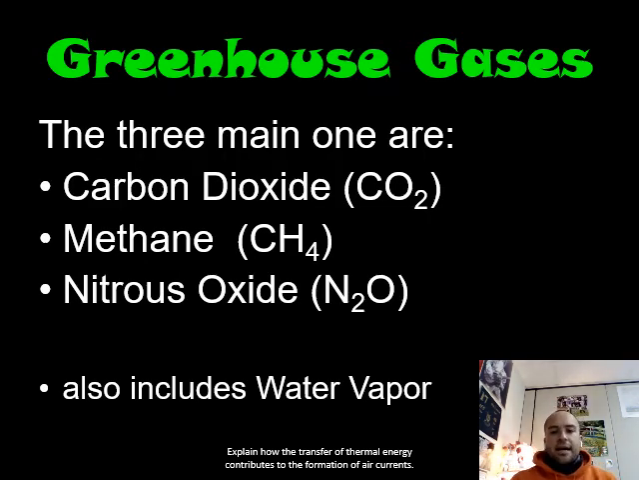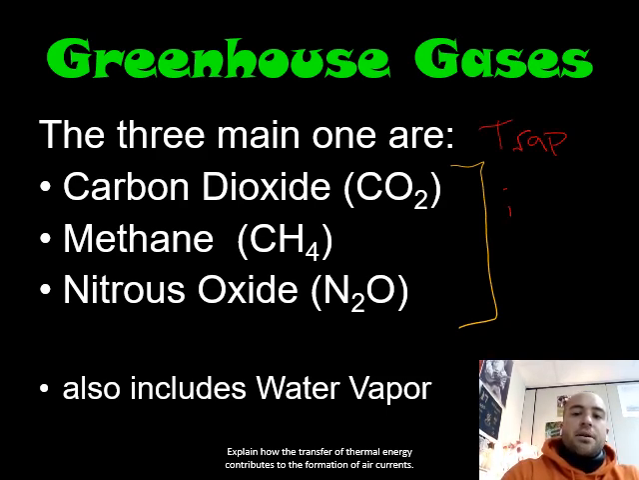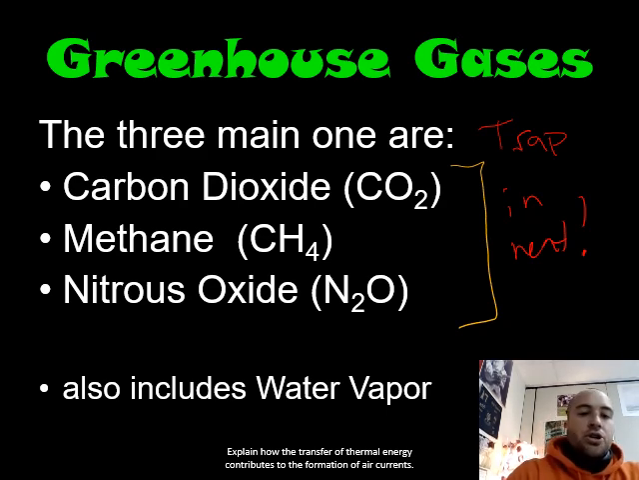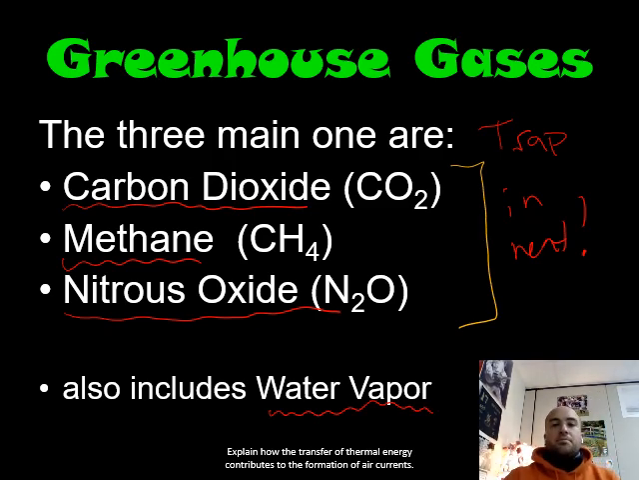So what are the greenhouse gases? These are our three main greenhouse gases, and these are the ones that I'm writing in here, I'm annotating. They basically trap in heat! Exclamation point. So the three main ones, and I'd like you to write them down, are carbon dioxide, methane, and nitrous oxide. And we also got to talk about water vapor. That's a greenhouse gas.